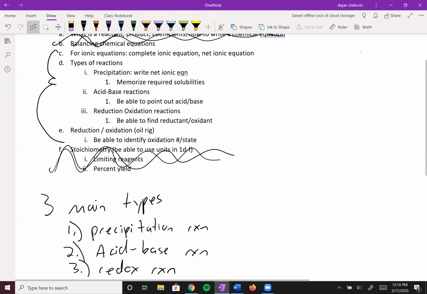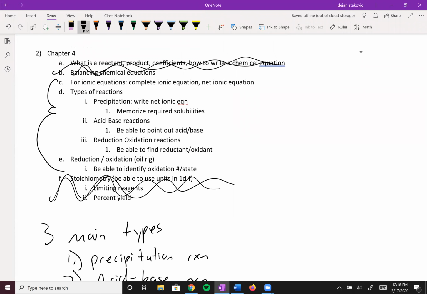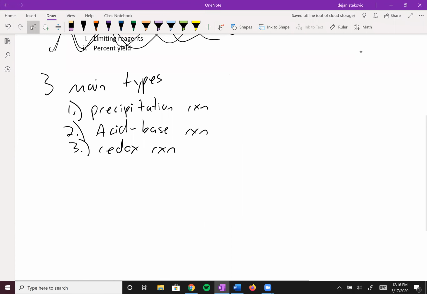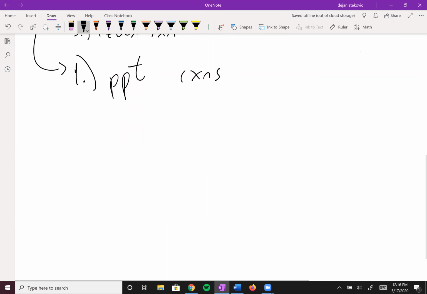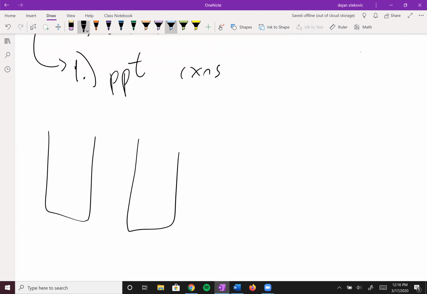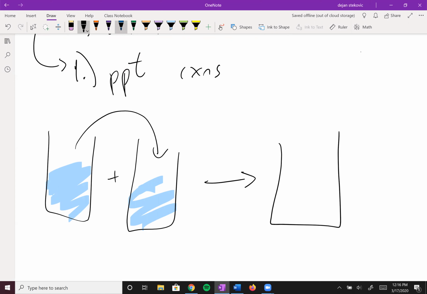There's many other types of reactions out there, but these are the 3 main ones. So let's talk about, first up, we have precipitation reactions. Number 1, precipitation reactions. So what happens in a precipitation reaction? You take 2 beakers filled with some kind of dissolved liquid, you pour one into the other, and then you end up with some sort of solid formed, or a precipitate, right? This solid is known as a precipitate.